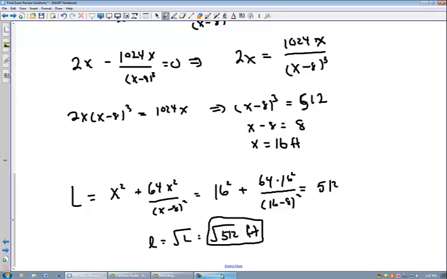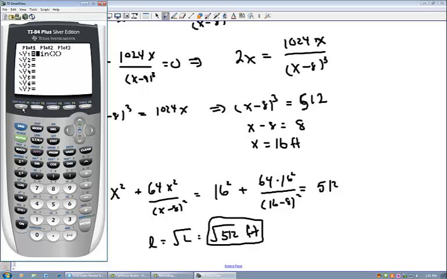You can check your answer by graphing this. One way to do it is you could graph capital L, what we found. So we found capital L to be x raised to the 2 plus 64 x raised to the 2 divided by, left parenthesis, x minus 8 raised to the 2. And we can do our window. We found x to be 16, so let's go from 0 to 32, zoom fit, and it'll graph this thing.